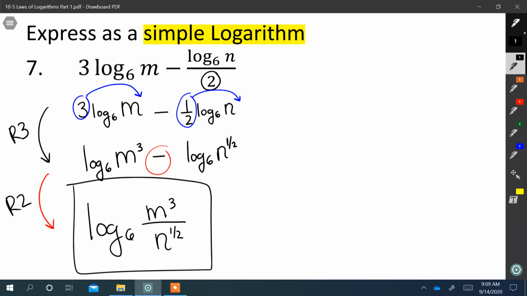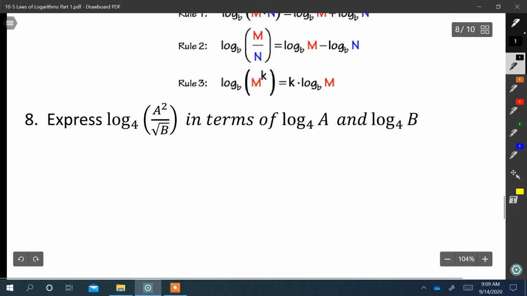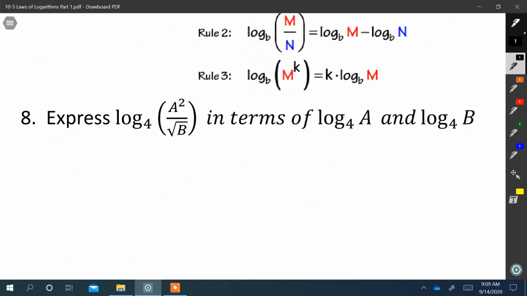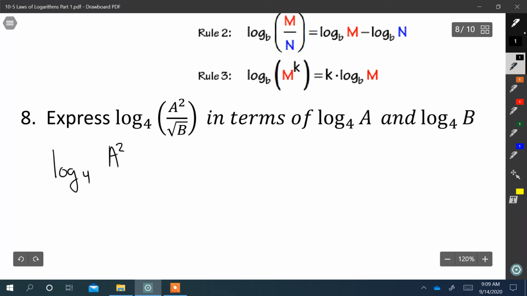Let's do a couple more. We're going to expand this. All right, so let's go ahead and take a look. We have log base 4 of 8 to the second over the square root of b. I'm just going to rewrite it as b to the half, because that's how it's going to work, guys.